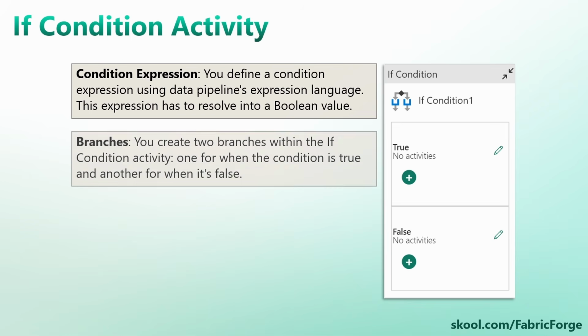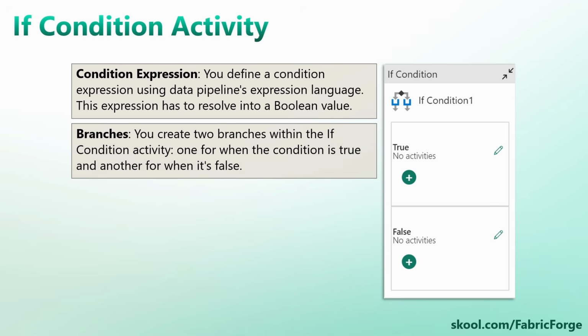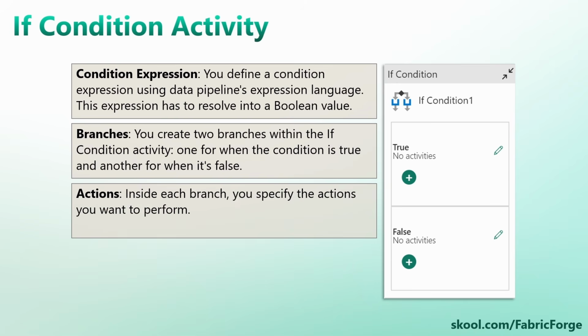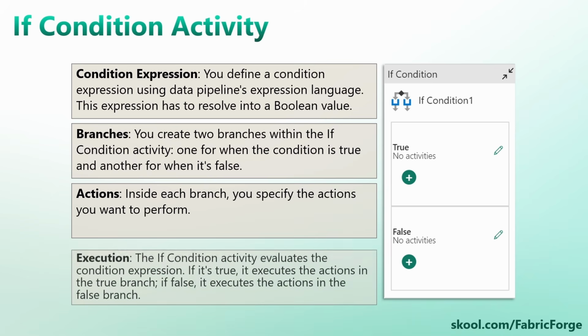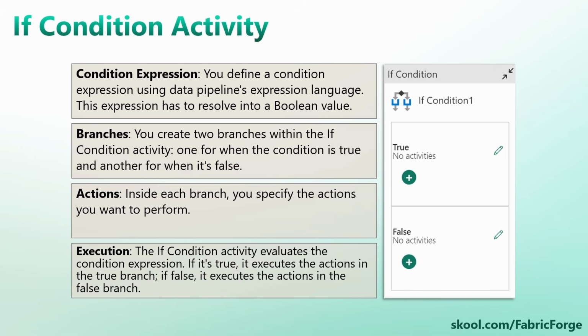Next, we have the two branches in our if condition. There is one branch for the true value and then one branch for the false value. And based on our expression that resolves to true or false, the pipeline will decide which branch to use. Inside one of those branches, we can then add actions or activities that we want to perform. When our if condition executes, first our expression is evaluated whether it is true or false. If it is true, then our if condition will execute all the activities in the true branch, and if it's false, then it will execute all the activities in the false branch.